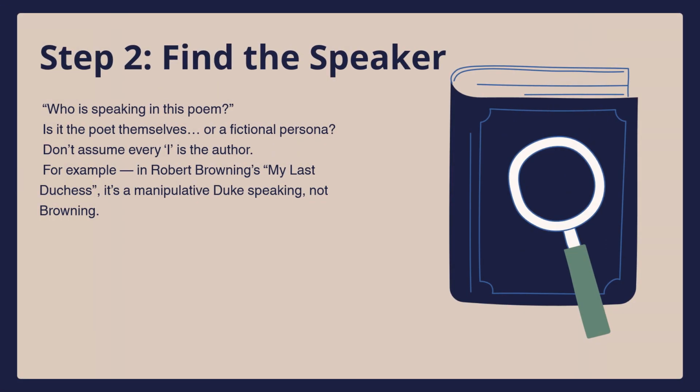Step 2. Find the speaker. Who is the speaker in this poem? Is it the poet themselves or a fictional persona? Don't assume every "I" is the author. For example, in Robert Browning's My Last Duchess, it's a manipulative duke speaking, not Browning himself. Understanding the speaker gives you an insight into the poem's voice, its perspective, and also the motive.